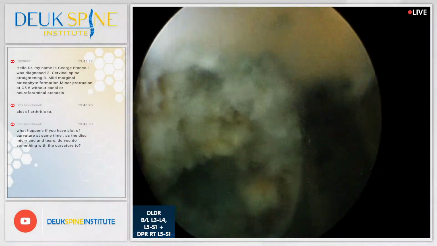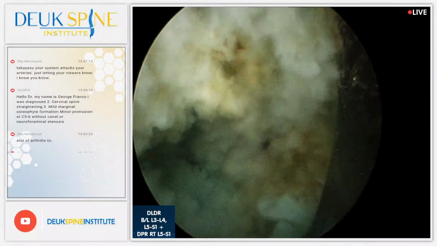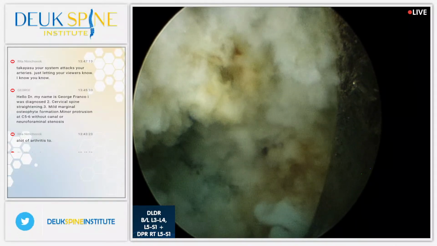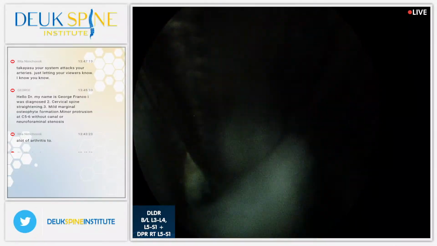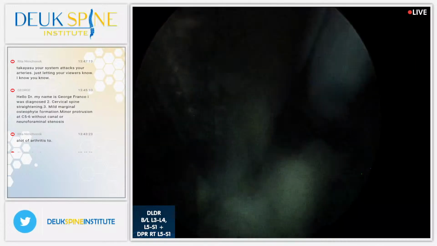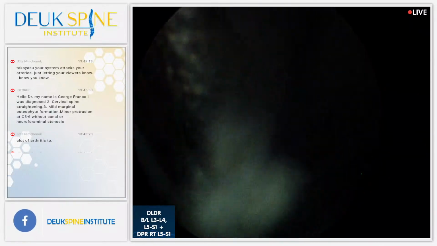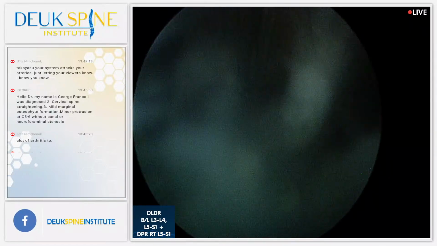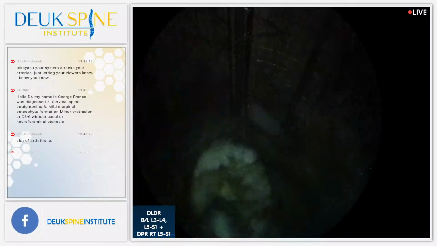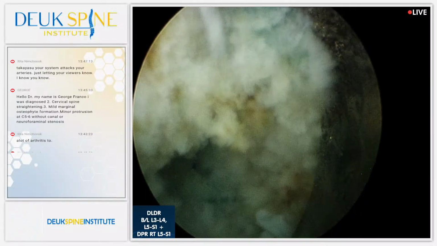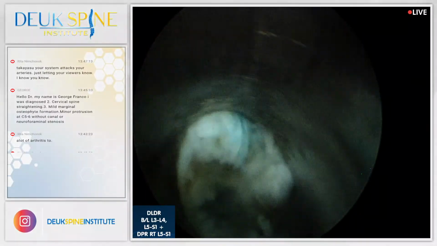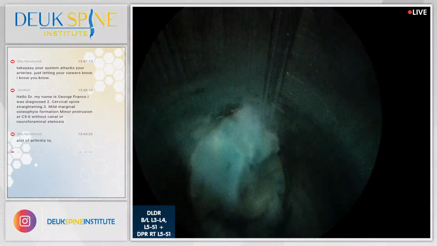So in this patient, he had the same problem at L4-5, but he had a fusion done because he didn't know about us at the time. And then he started getting problems afterwards with adjacent segment disease. And so we're here today to treat his adjacent segment disease. And fortunately for him, he found us.